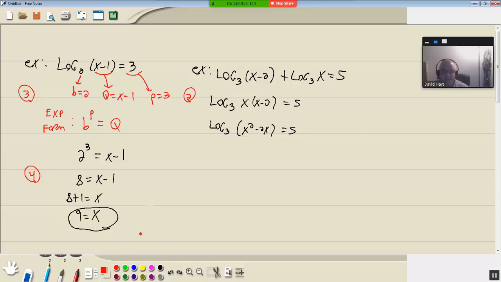Now just to show the next step, even though I'm not going to take it any further than that, we would identify our b, p, and q. So the 3 is our b, then what follows that is our q, and the other side of the equals is our p. And our exponential form says we've got b to the p is equal to q. So we'll plug in everything we identified. b was 3, p is 5, and q is x squared minus 2x. And then you'd solve it down from there. In this case it wouldn't factor, I'm pretty sure, since I made the problem up, but you would use the quadratic formula.